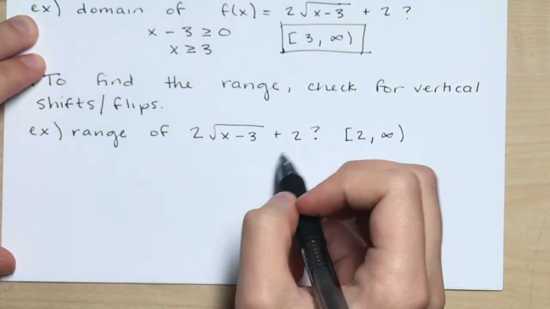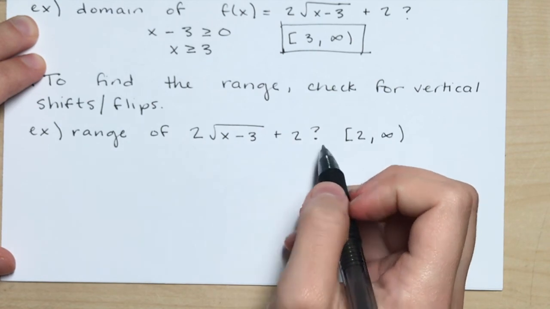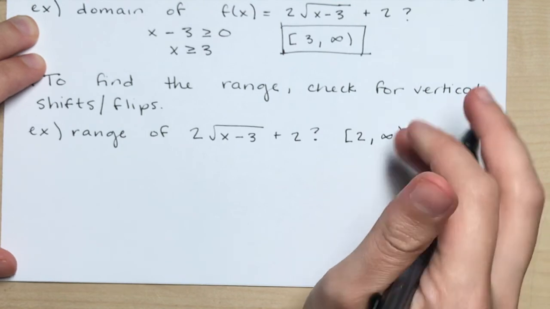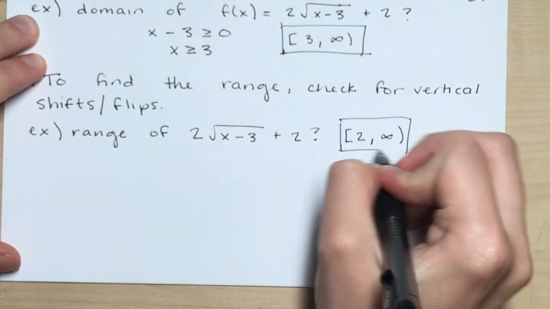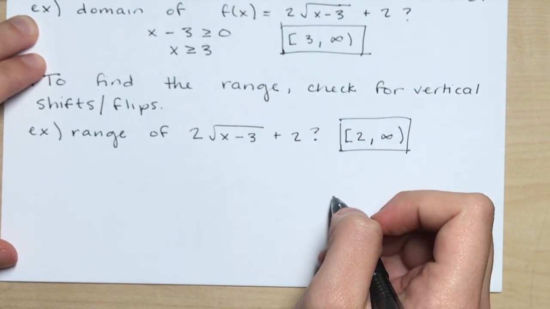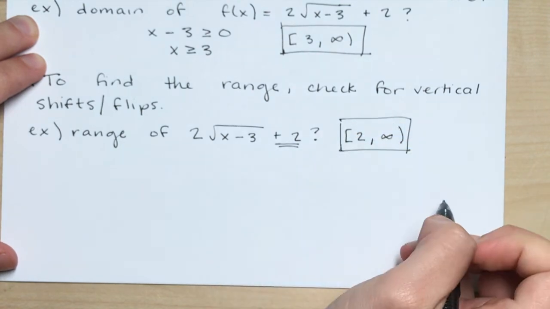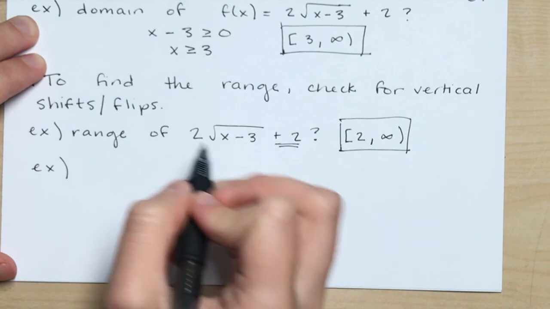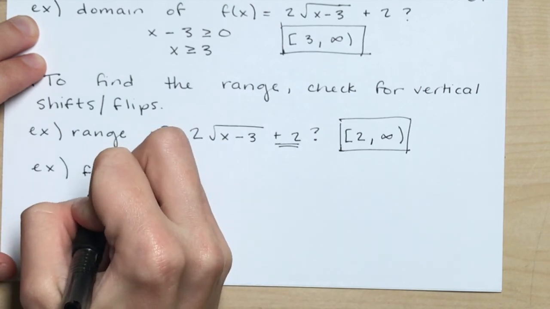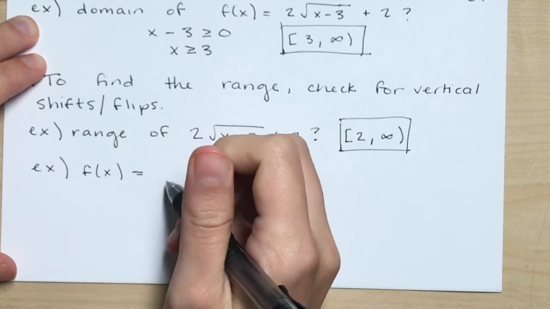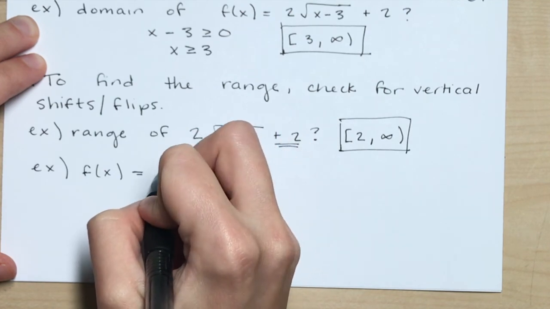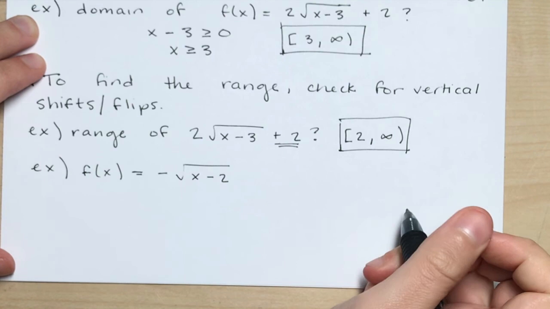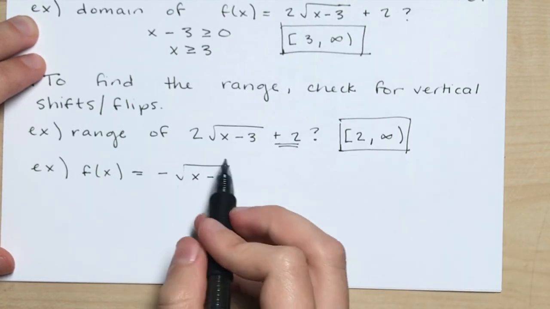If it's hard to think about this, then just graph it. Just graph this function and look at it. You'll find the same thing. So this plus 2 was the important part. What if we have something like f of x is negative square root of x minus 2? What do we have going on here?